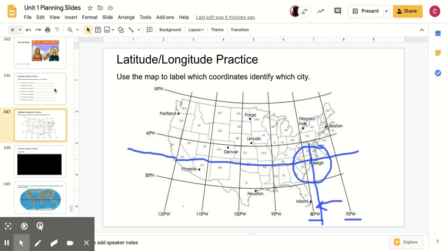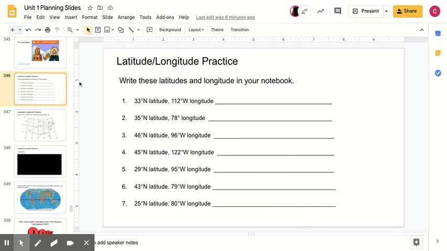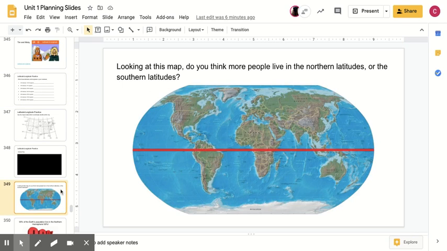Continue working through the rest of the problems. We've done number 1 and number 2 together. Do 3 through 7 and just practice finding where something is on a map using the coordinates of latitude and longitude. And when you are done with that, you're going to move on to this slide.